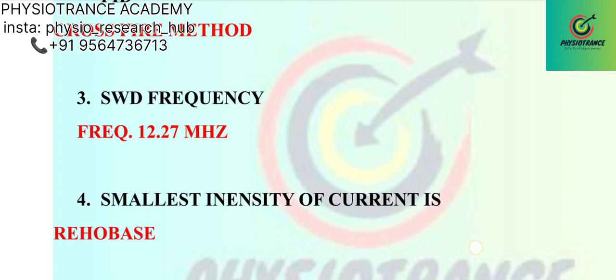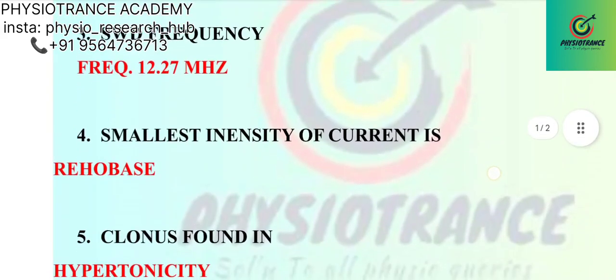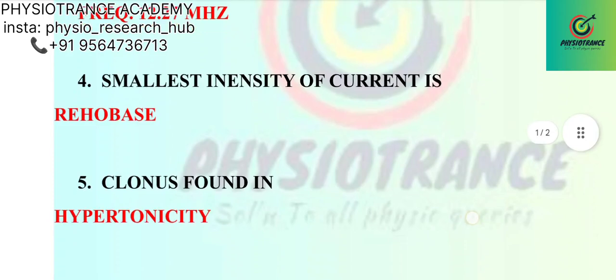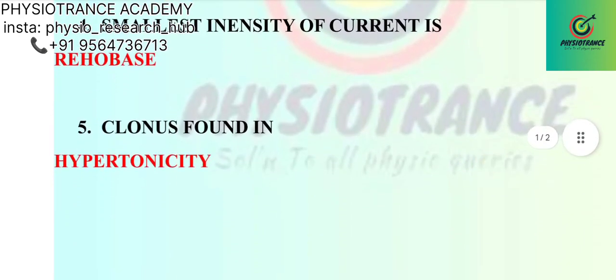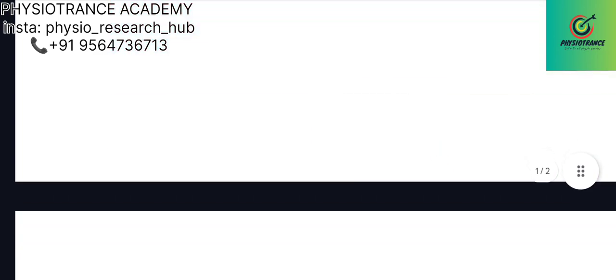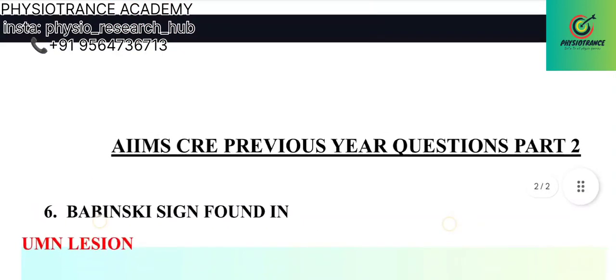And the next question: the smallest intensity of current is rheobase. Okay. And clonus is found in hypertonicity. We'll also move on to the second part.